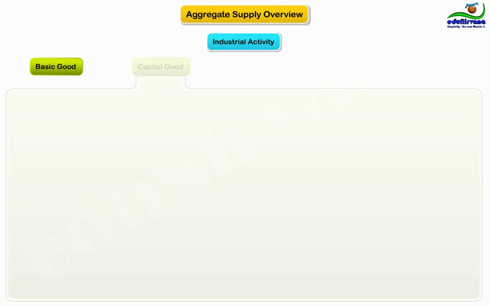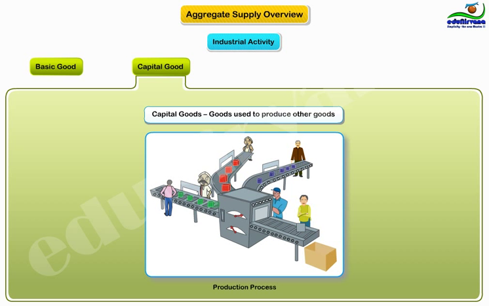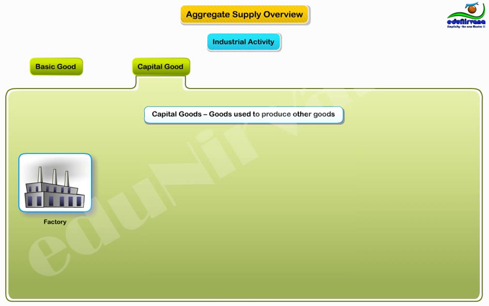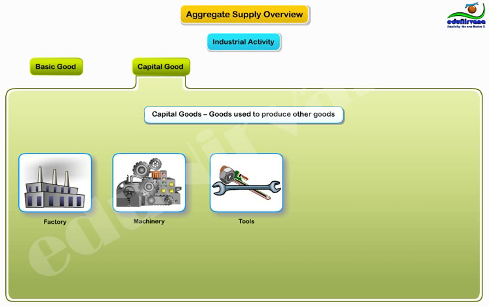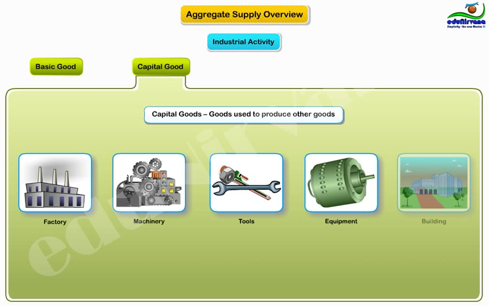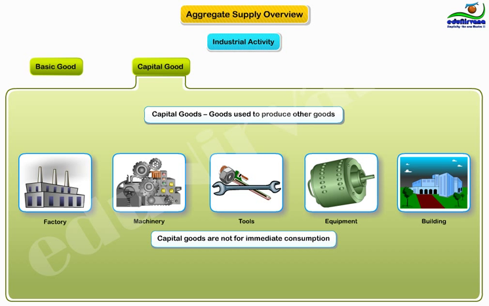Capital goods. Individuals, organizations, and governments use capital goods in the production of other goods or commodities. Capital goods include factories, machinery, tools, equipment, and various buildings which are used to produce other products for consumption. Capital goods, then, are products which are not produced for immediate consumption. Rather, they are objects that are used to produce other goods and services.